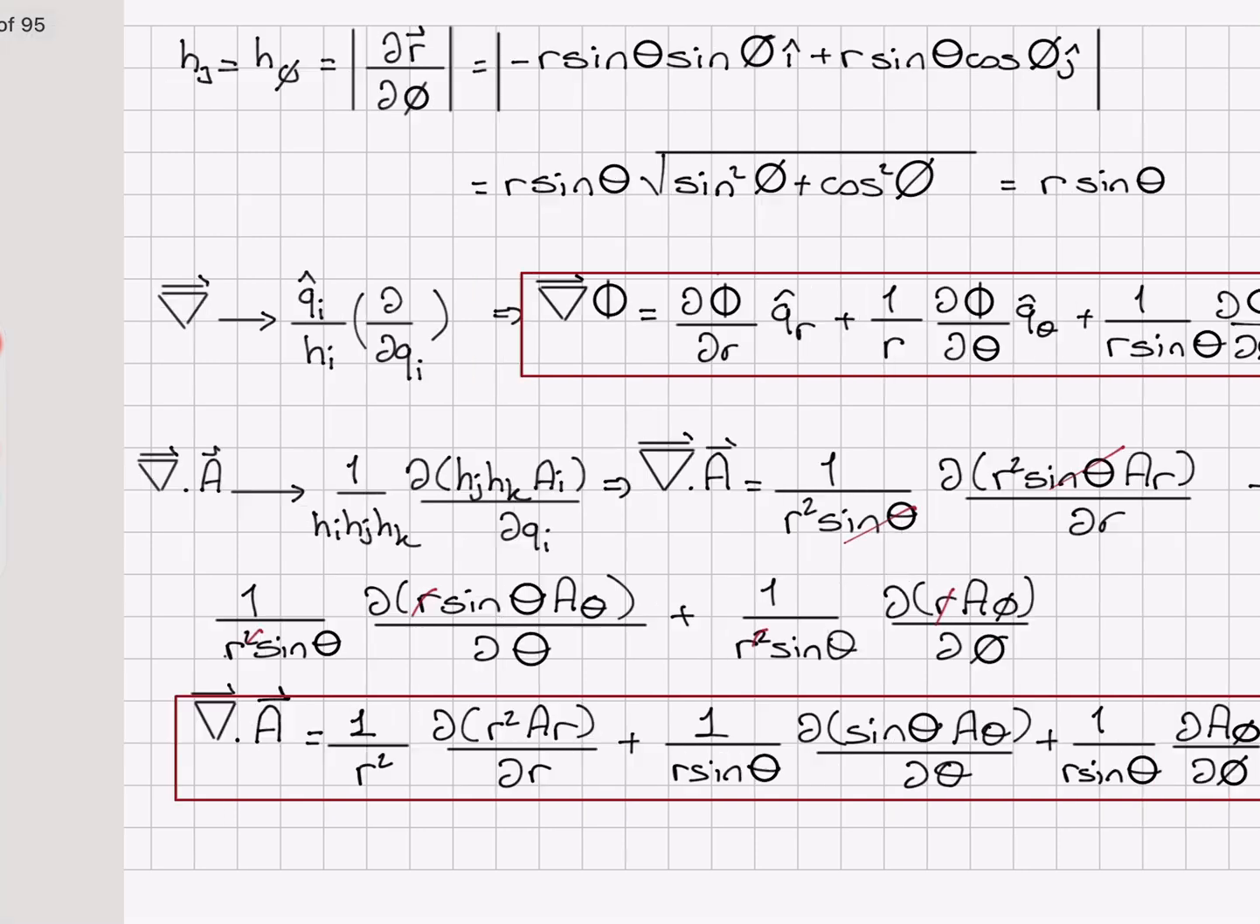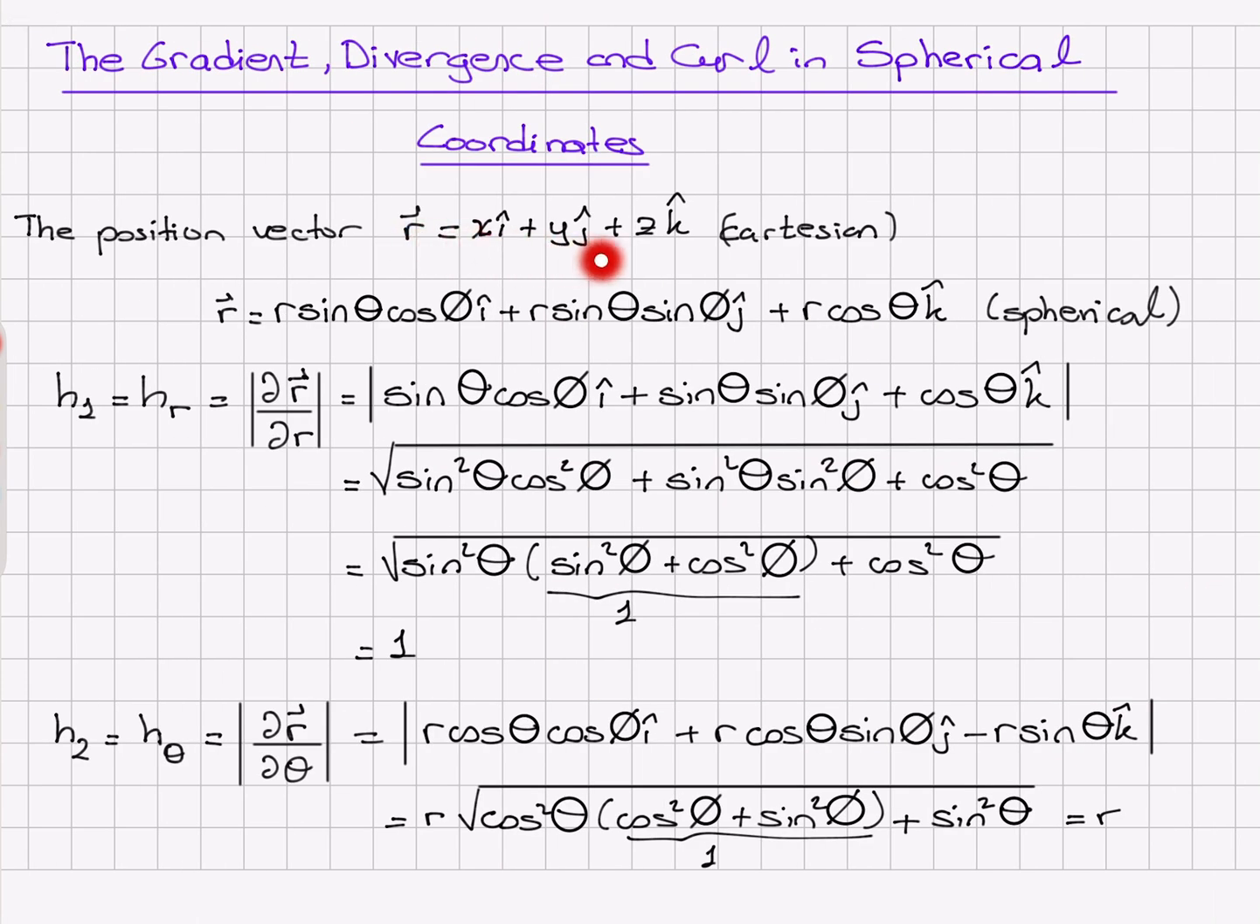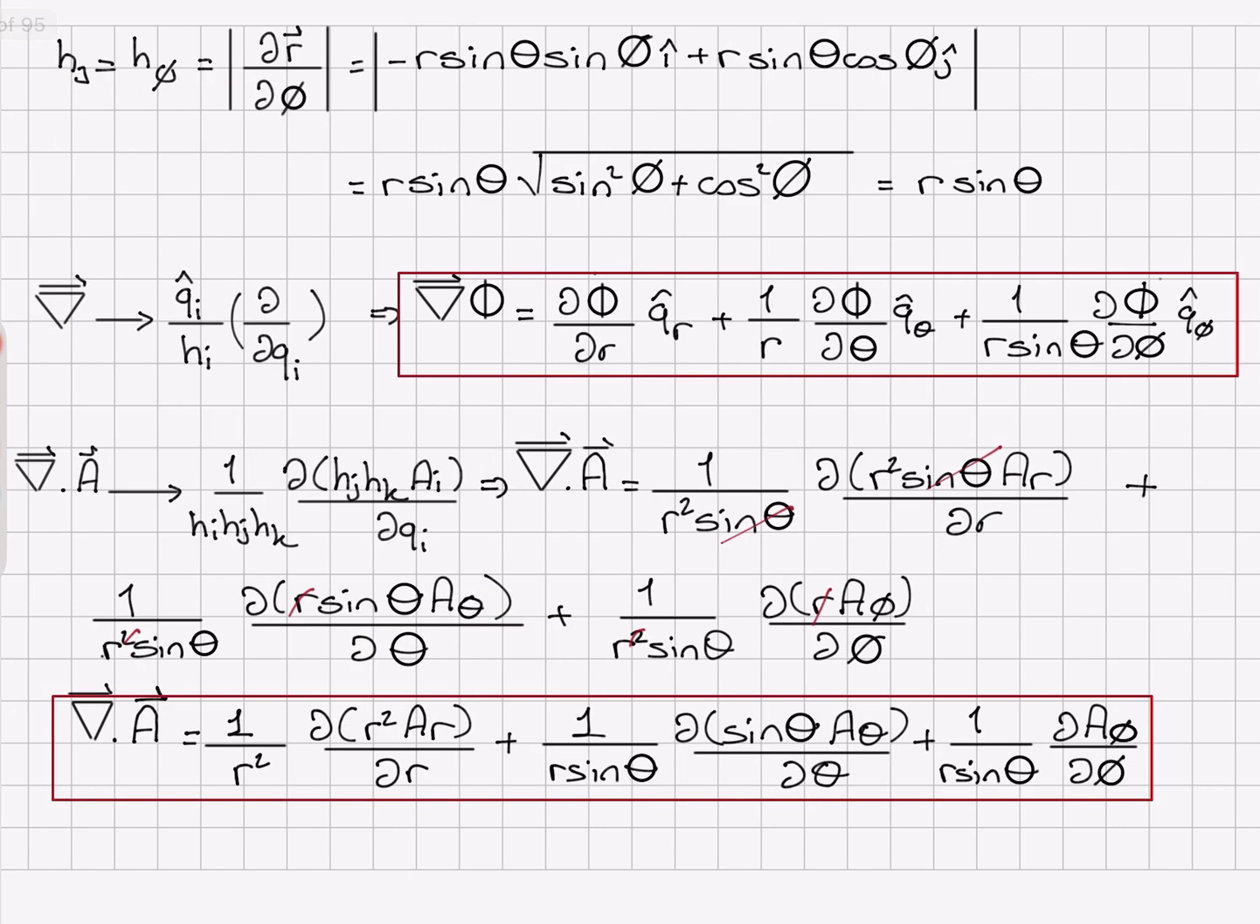So once again, we have gone through this same exercise. First, we start with the position vector written in terms of theta, phi, and r. Take a derivative with respect to r and magnitude, h_r is 1. Take a derivative with respect to theta, magnitude, h_theta is r. Take a derivative with respect to phi, magnitude, h_phi is r sine theta. 1 over h_r is 1, q_r hat del phi del r. 1 over h_theta is 1 over r, del phi del theta q_theta hat. 1 over h_phi, which is 1 over r sine theta, del phi is q_phi hat. This gives us the gradient.